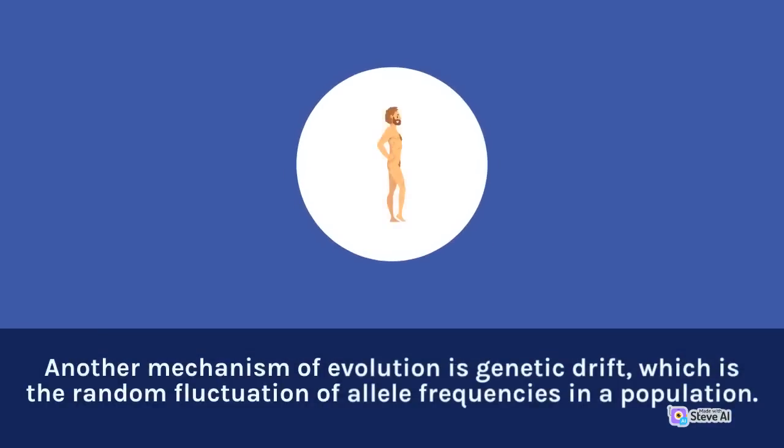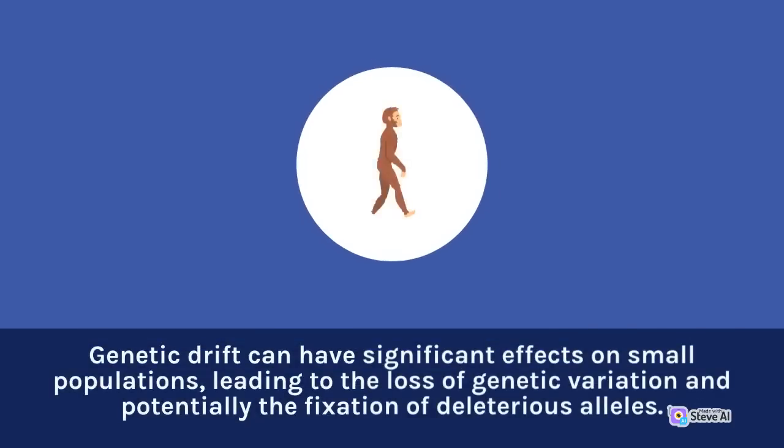Another mechanism of evolution is genetic drift, which is the random fluctuation of allele frequencies in a population. Genetic drift can have significant effects on small populations, leading to the loss of genetic variation and potentially the fixation of deleterious alleles.